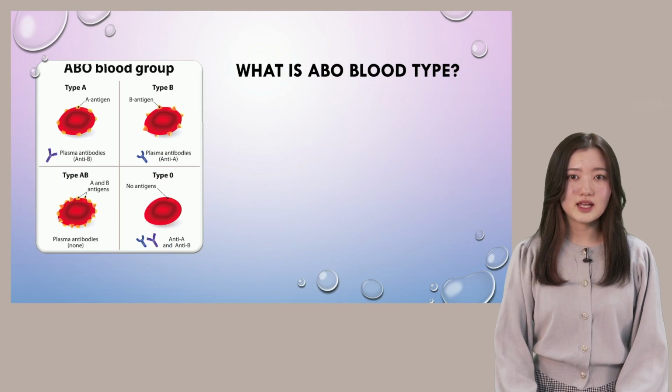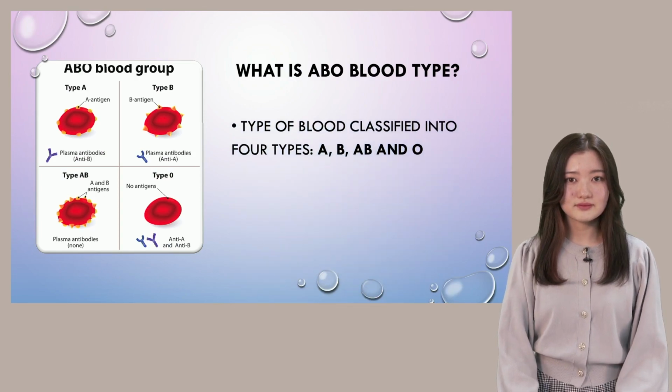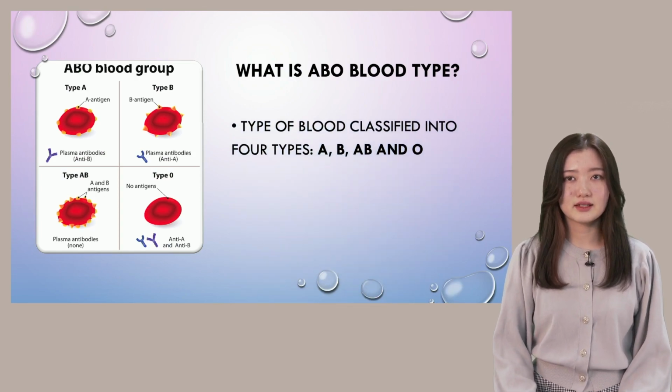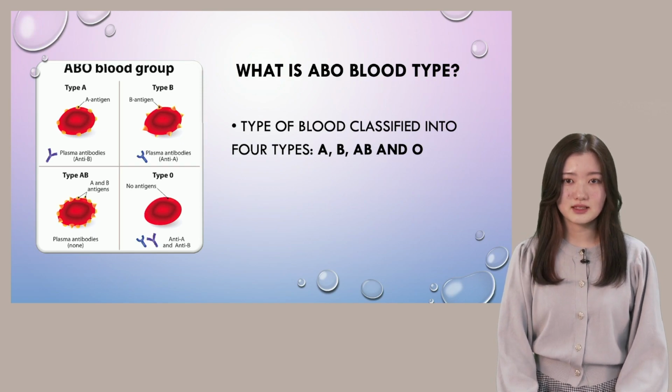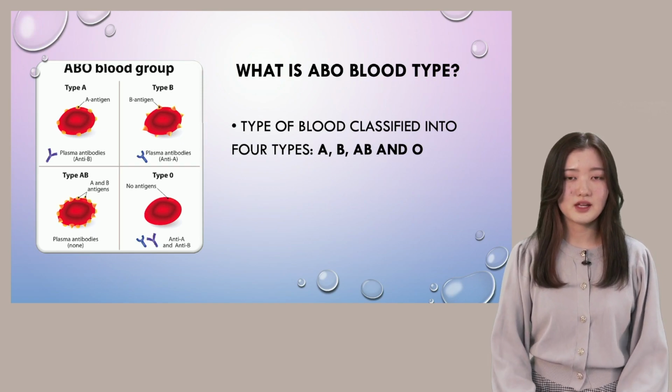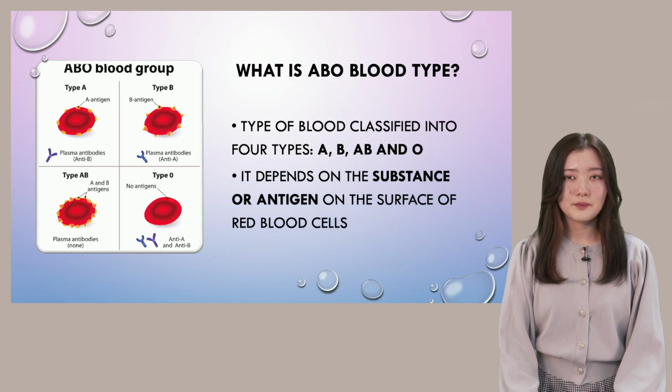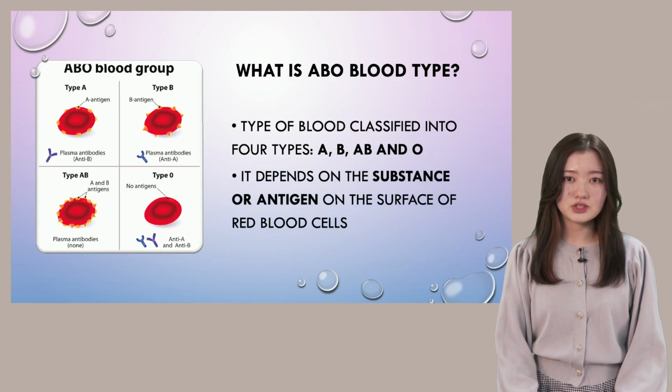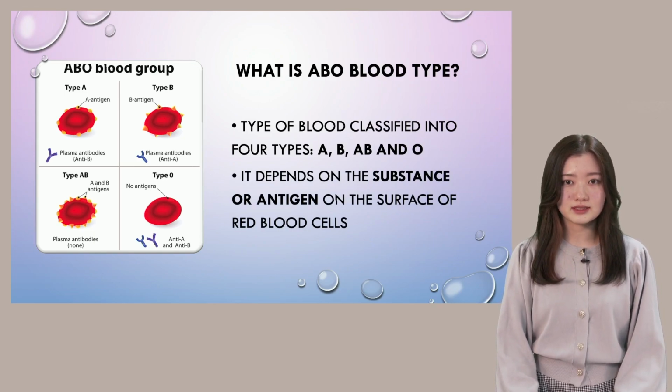First of all, what is ABO blood type? It is a type of blood that is classified into 4 types, A, B, AB, and O. It depends on the substances or antigens on the surface of red blood cells.